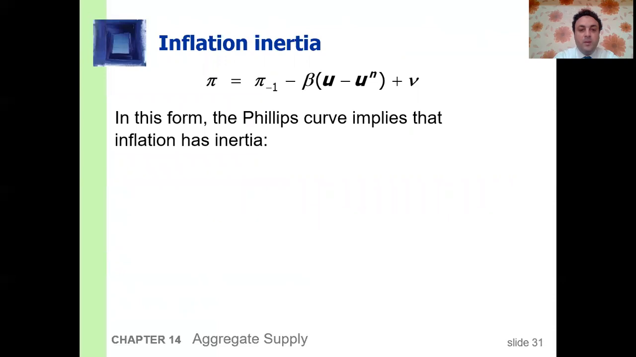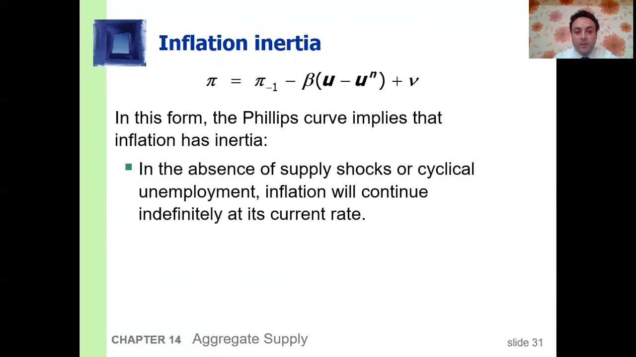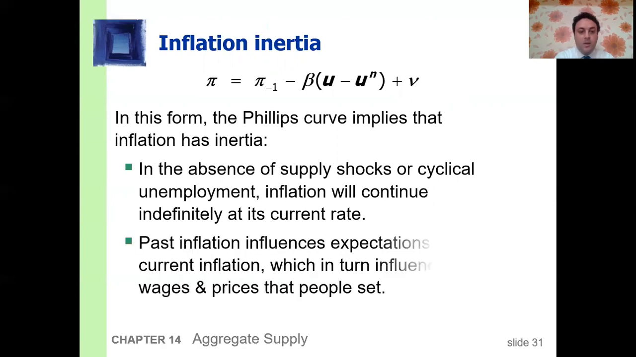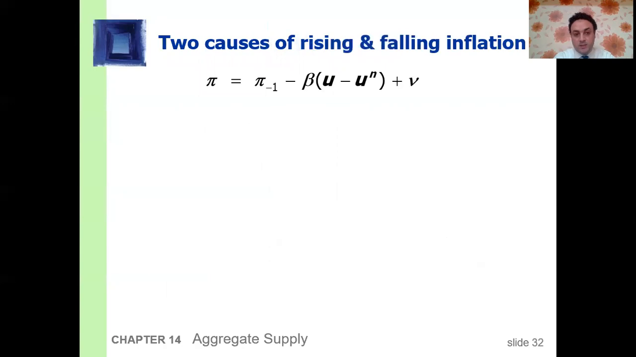In this form, the Phillips curve implies that inflation has inertia. Inertia means that in the absence of supply shocks or cyclical unemployment, inflation will continue indefinitely at its current rate. Past inflation influences expectations of current inflation, which in turn influences the wages and prices that people set.